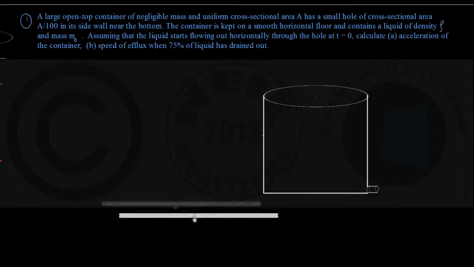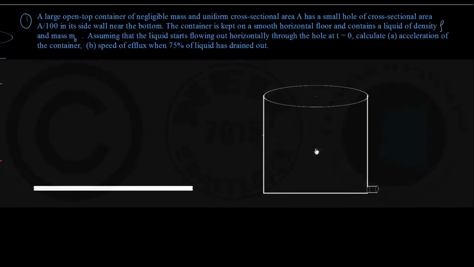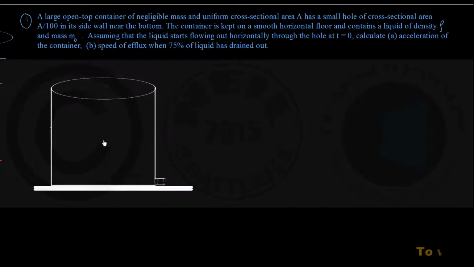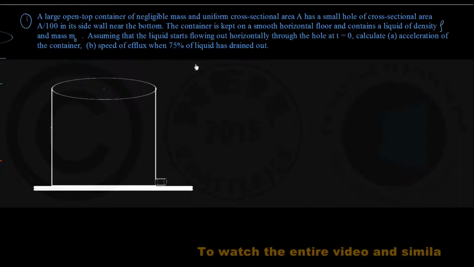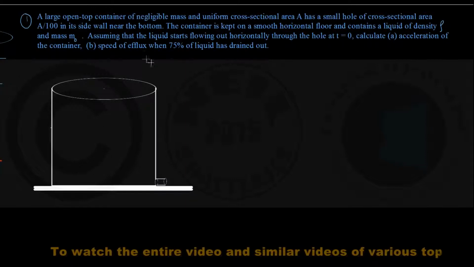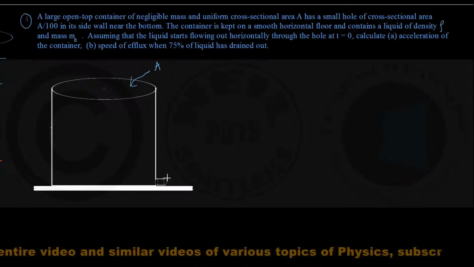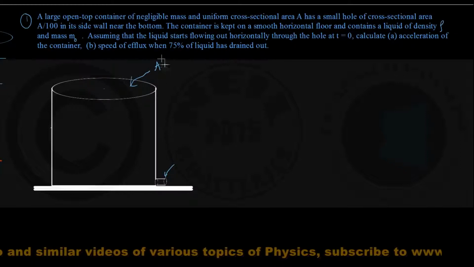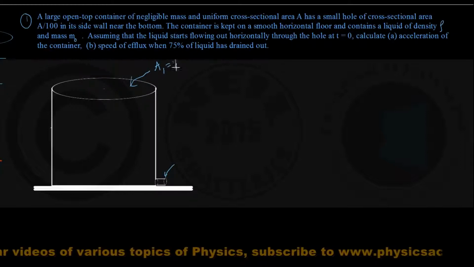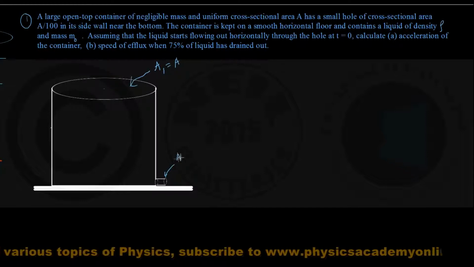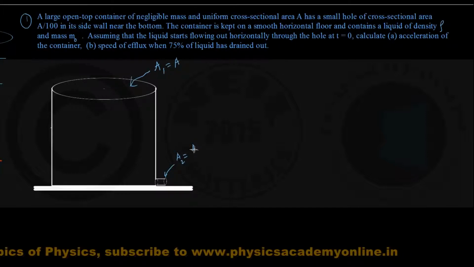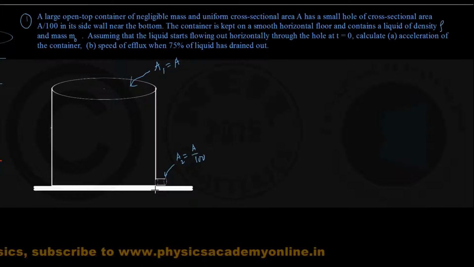Here is a smooth horizontal floor, and on it we place this large open top container with a small hole near the bottom that is kept initially closed. And they have set some dimensions here. The cross-sectional area of this container is taken to be A, while the cross-section of this tiny hole, I'll be calling it A2, is given to be A upon 100.